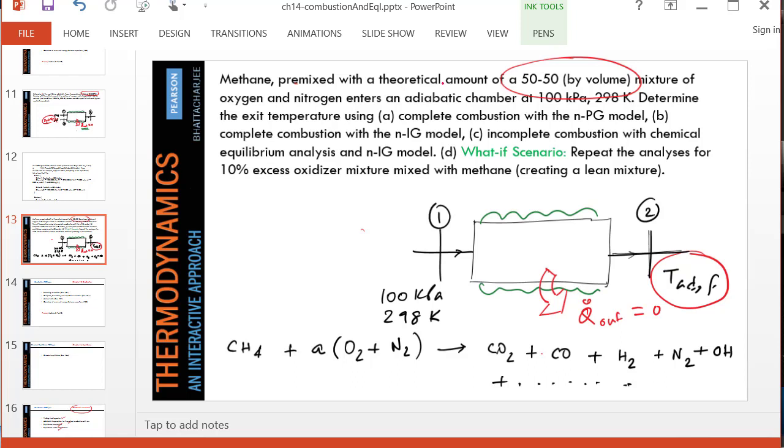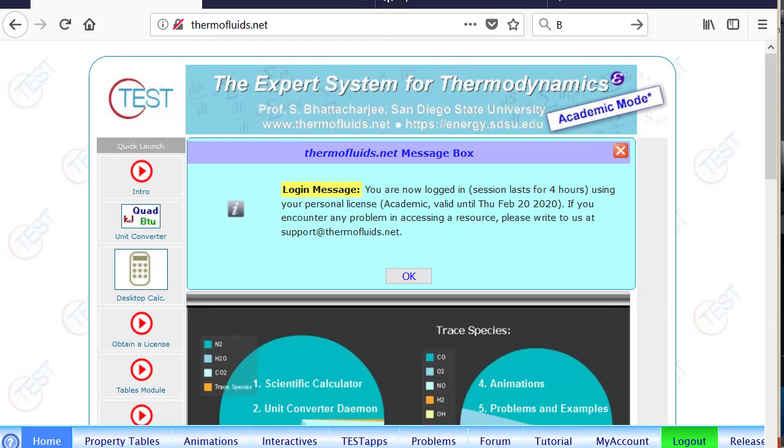Anyways, so we'll seek the adiabatic flame temperature for three different situations. Complete combustion, that is C going to CO2, H going to H2O, with the PG model where Cp and Cv are held constant. Complete combustion with the IG model, and the IG model assumes Cp is a function of temperature. And then incomplete combustion, that is, we are going to allow any kind of product such as CO, nitrogen, H, OH, you name it, but we will find the product's composition using chemical equilibrium. So let's go and get started on this ambitious problem.